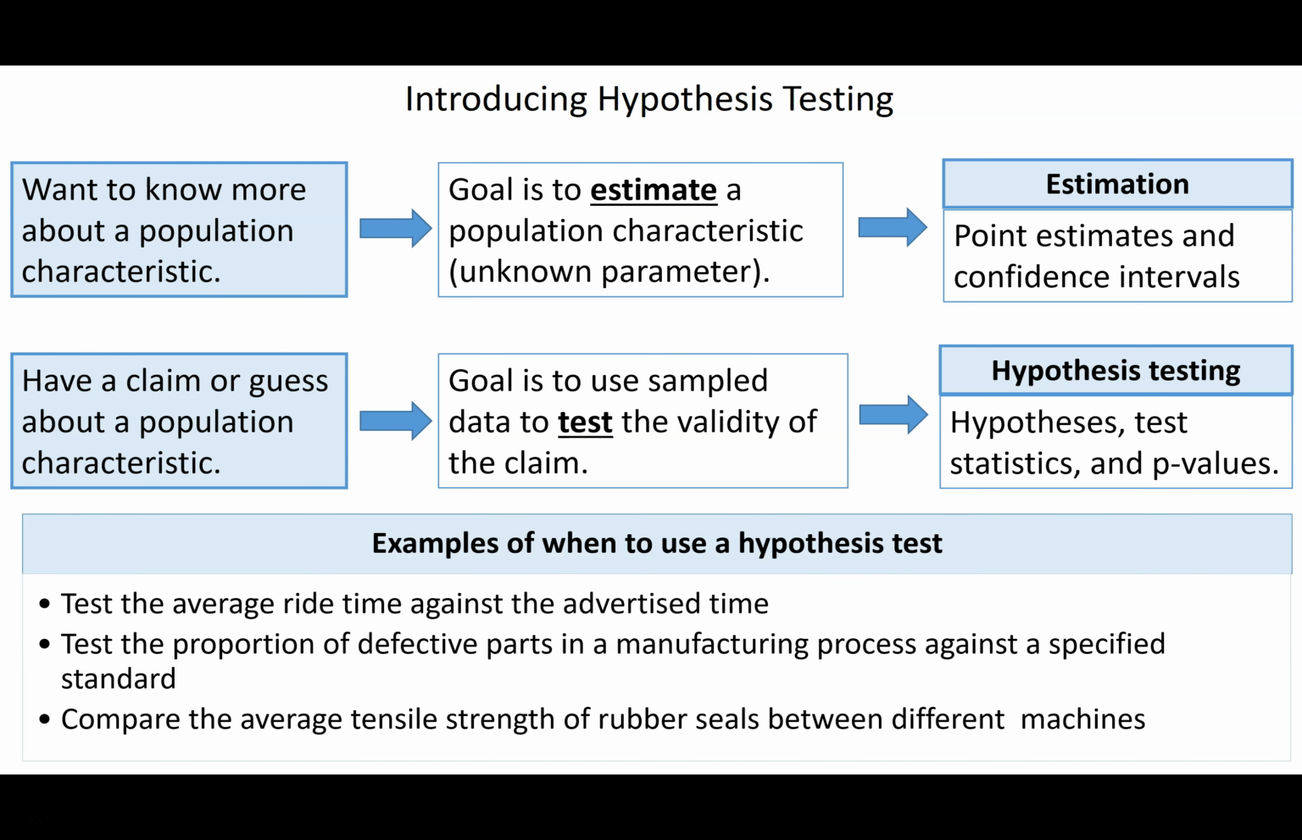For example, you might use a hypothesis test to test average ride time against an advertised time. You might say, hey, is it the same as what is advertised? Is it longer than what's advertised? Shorter, etc. You could test the proportion of defective parts in a process against what's advertised. In a lot of quality control, they say, hey, we can't have any higher than a certain set proportion of parts that are defective, and so you want to test to make sure it's not above that. You might want to compare tensile strength between machines, etc. You might want to say, hey, is the average tensile strength different between the machines? That kind of idea.